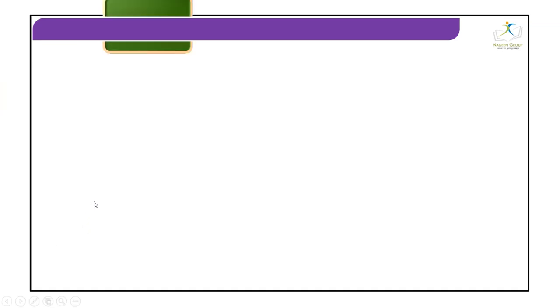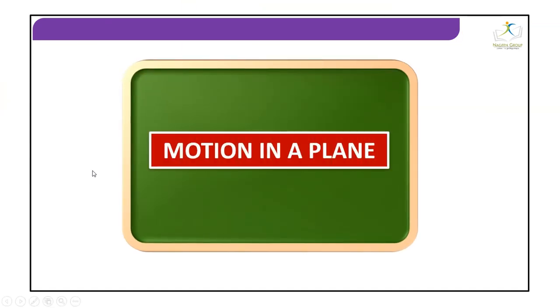Welcome students in the series of motion in a plane. So today we will start the topic relative velocity.